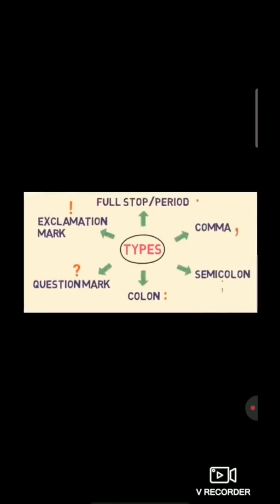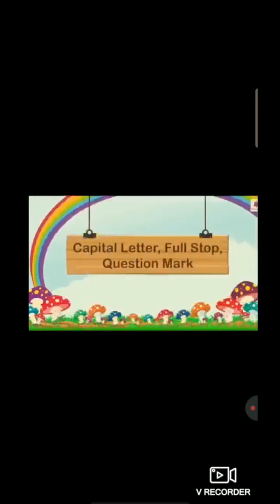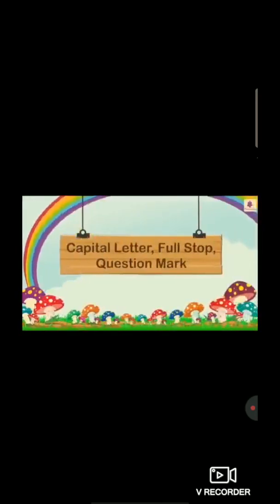So students, there are different types of punctuation. Full stop means period. We can say period also. Comma, semicolon, colon, question mark, exclamation mark. Students, in the pic you can see only 6 types, right? But total punctuation are 14. And in that we are going to learn only 3 topics. That is capital letter, full stop, question mark.